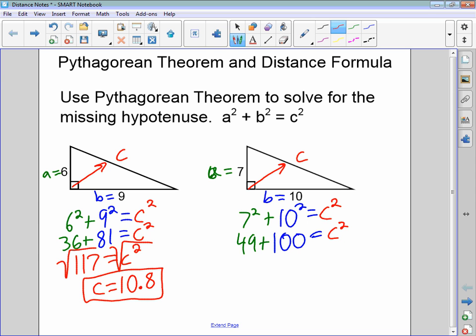We add these two together. We get 149 equals C squared. We now take the square root of both sides. When we take the square root of both sides, we get 12.20. So C would round to 12.2.